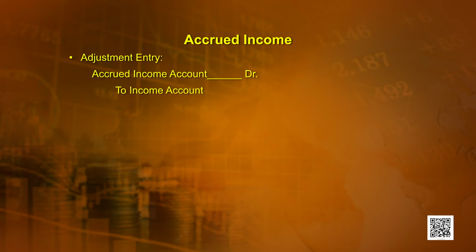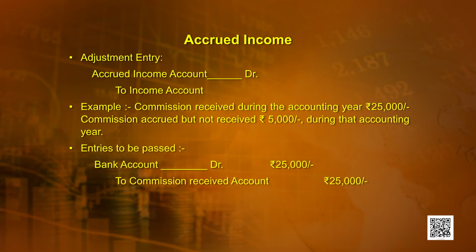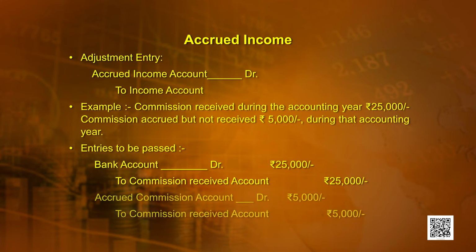Practice problem for this adjustment is: commission received during the accounting year rupees 25,000, commission accrued but not received rupees 5,000 during the accounting year. Entries to be passed: bank account debited 25,000 to commission received account 25,000. Accrued commission account debited 5,000 to commission received account rupees 5,000.